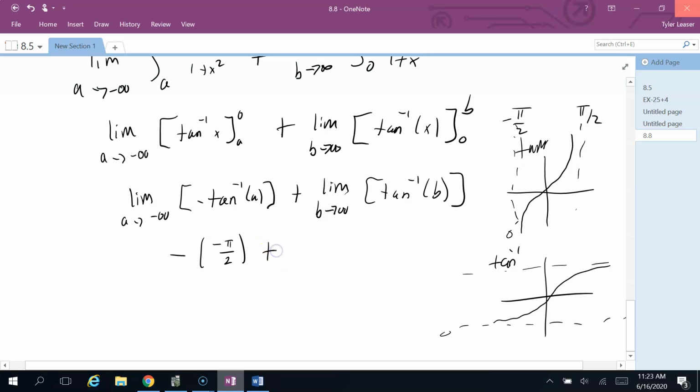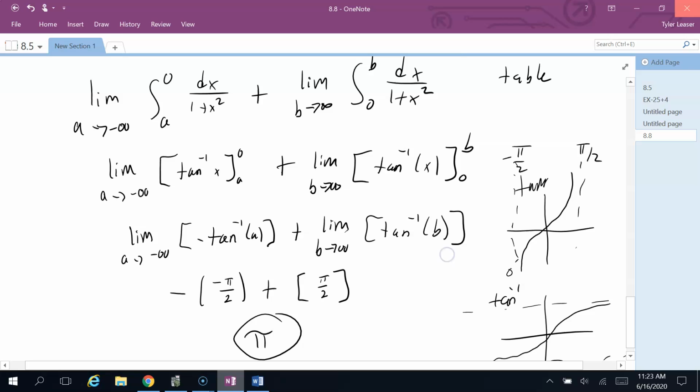That's going to be plus over here. Now we need to figure out what tangent inverse of positive infinity is. Well, as x goes to positive infinity, on the tangent inverse graph, it approaches this asymptote, which corresponds to positive pi over 2. So we end up with negative of negative pi over 2 going to positive pi over 2. These two things add up just to be pi. Great. So here we go.